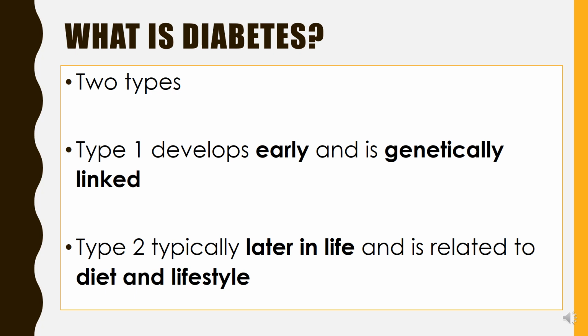When this blood glucose concentration is not regulated properly, we have an illness called diabetes. There are two types. Type 1 diabetes develops early and is genetically linked. Type 2 diabetes develops typically later in life and is related to diet and lifestyle. Sometimes you will know type 2 diabetes as diabetes mellitus, which is the medical term.